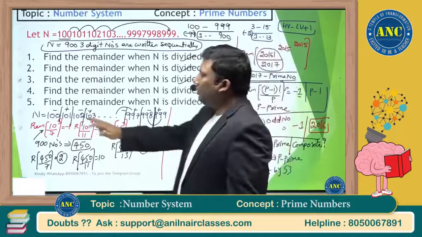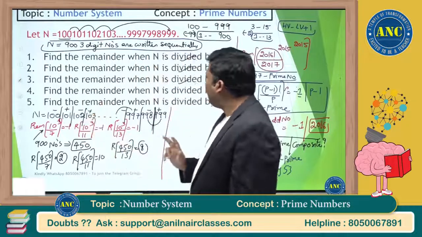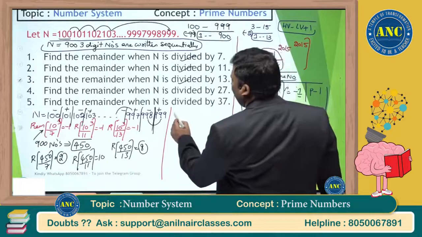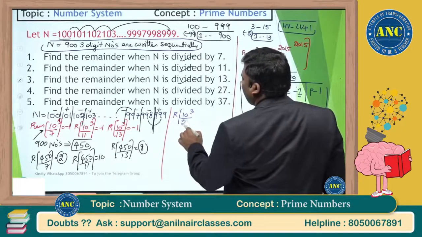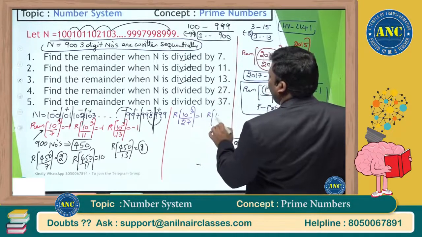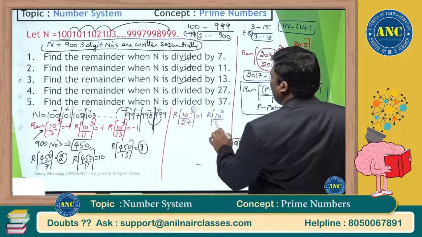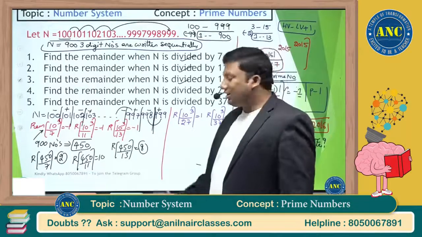Now see here. What are the fourth and fifth questions? Find the remainder when it is divided by 27. So 10 cube divided by 27 is 1. 10 cube divided by 37 is 1. So what do we have to do? What is the divisibility rule for 27 and 37?